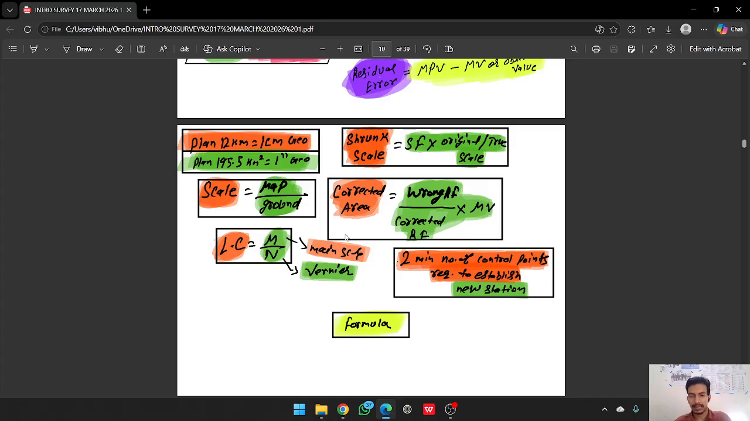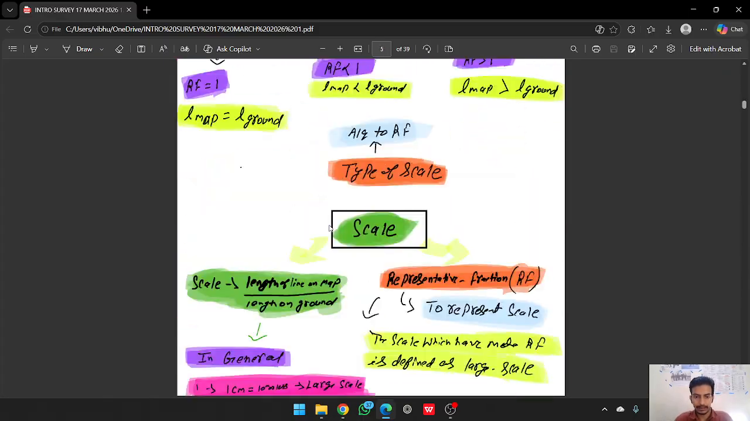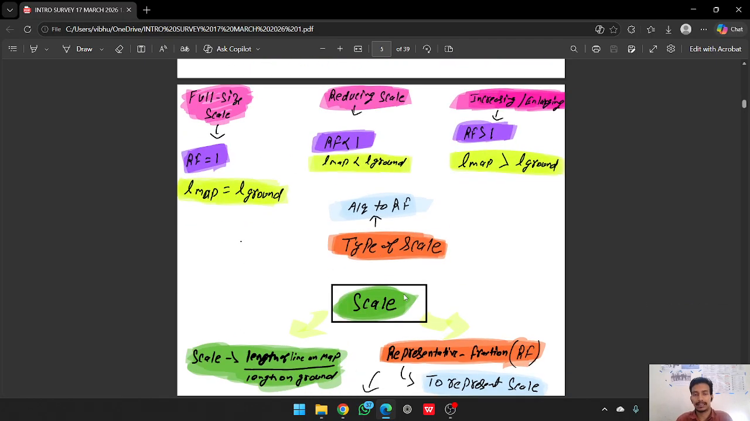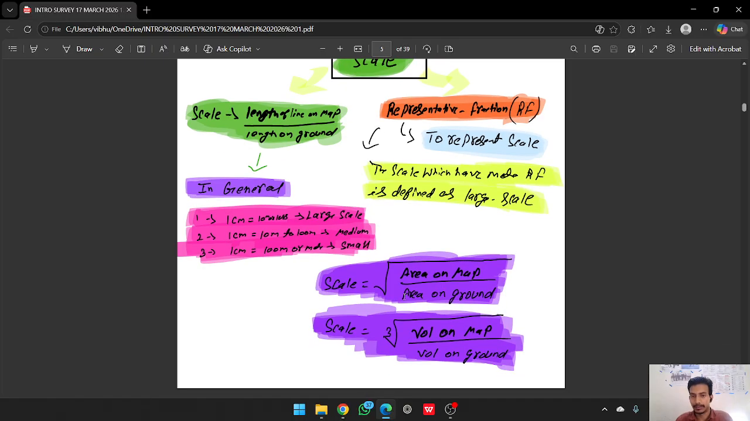The same as theodolite, or maybe angular distance measurement. Oh, compass. Yeah, compass. In compass, there are two angles we measure, and if we measure length plus angle, then we have to do traversing. Then after that we have to do offset and scale. We have already known the types of scale, and scale is represented by representative fraction. If a scale has more RF, it is known as large scale.